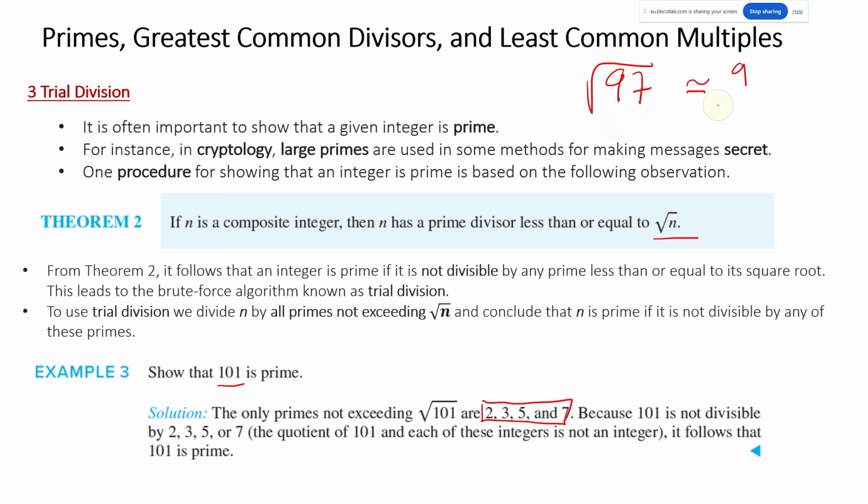So I need to find any prime that can divide this number, and that prime should be less than 9. In this case, I have 2, 3, 5, and 7 again. Is 97 divided by 2? No. Is it divided by 3? Well, 9 plus 7, you know this rule, right? It's 16, which is also 1 plus 6, so it's 7. That's not a multiple of 3, so I know this is not going to be divisible by 3.